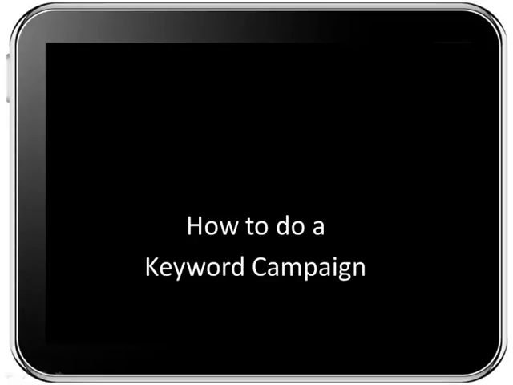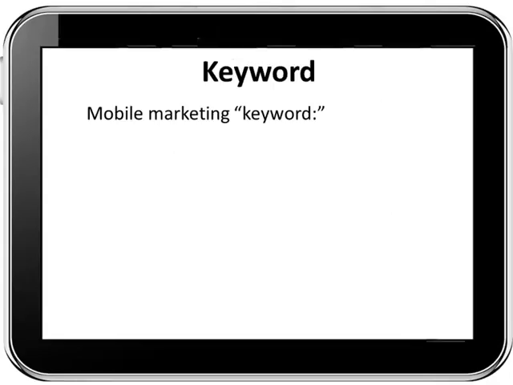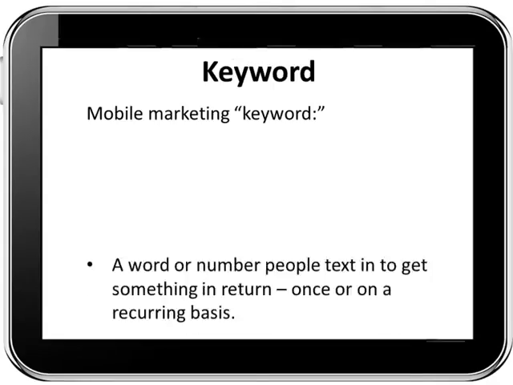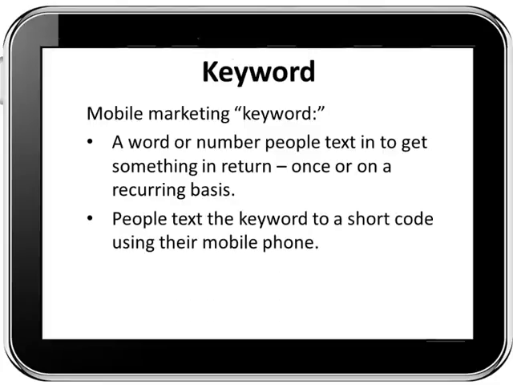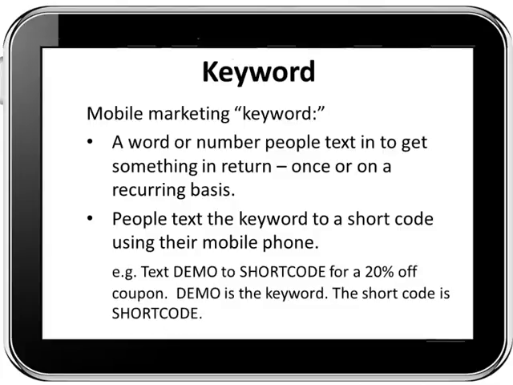In this video, we're going to learn how to do a keyword campaign. A mobile marketing keyword is a word or number that people text in using their mobile phone to get something in return, either once or on a recurring basis. This is usually a coupon, a discount offer, or some piece of information. They text the keyword to a short code on their phone. For example, text demo to short code for a 20% off coupon.